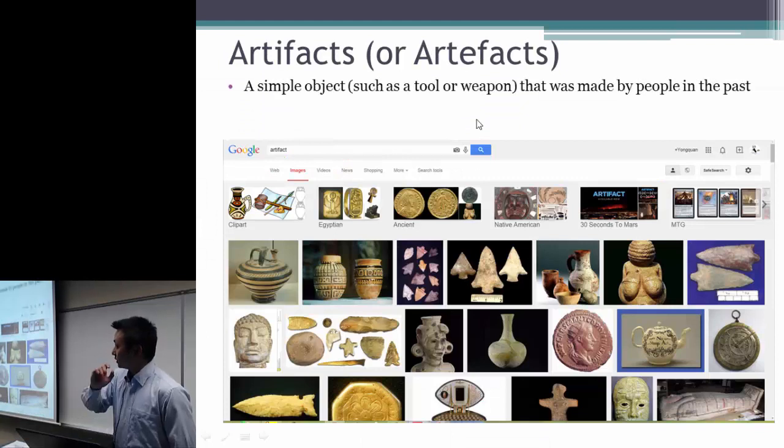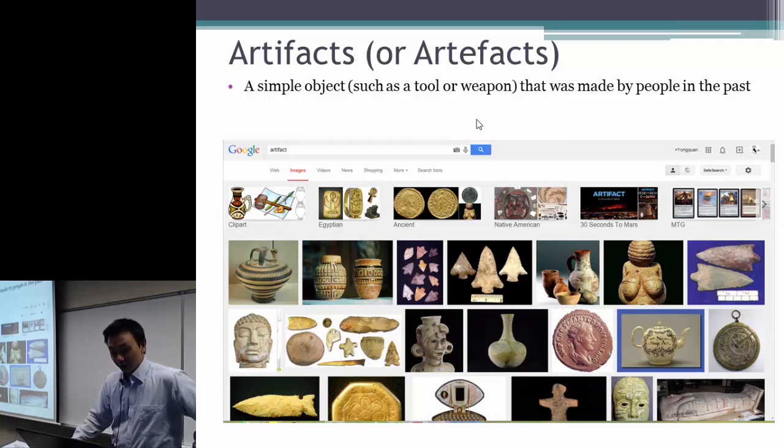Okay, so the final part should be more fun. We need to take a look at artifact. If you see this artifact, you basically know that the author is from Europe, so they spell artifact with an E.